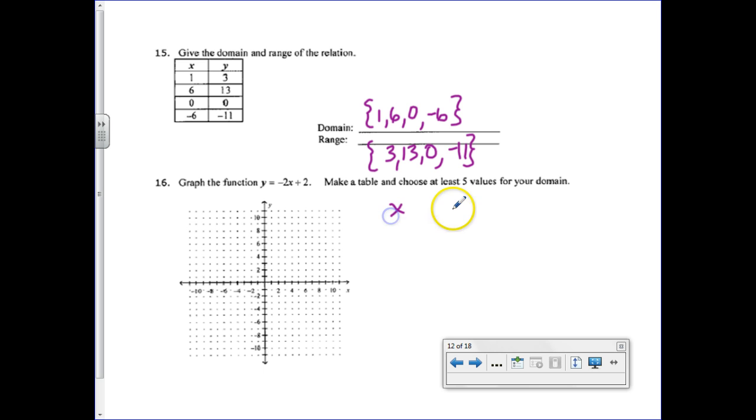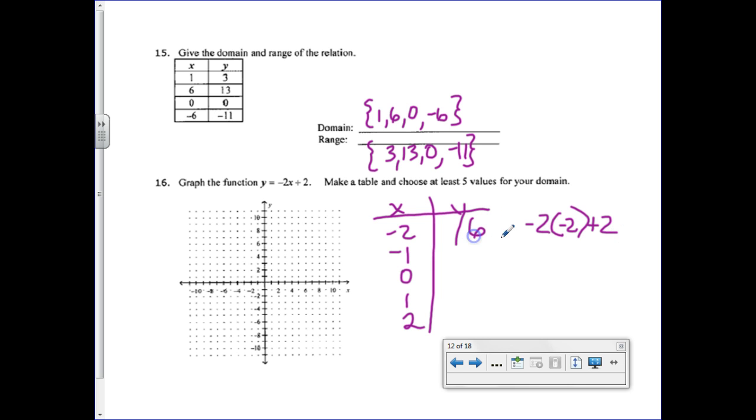Graph this function, make a table, and please choose at least 5 values for the domain. I tend to stick with what I call the fabulous 5 and go from here. -2 times -2 plus 2. You should get +6. At -2, I get +6. Plug in -1. I take -2 times -1 plus 2. 2 plus 2 is 4. -1, 4.